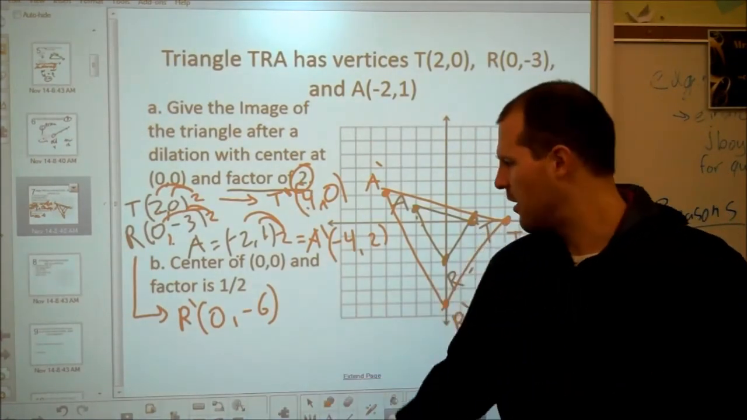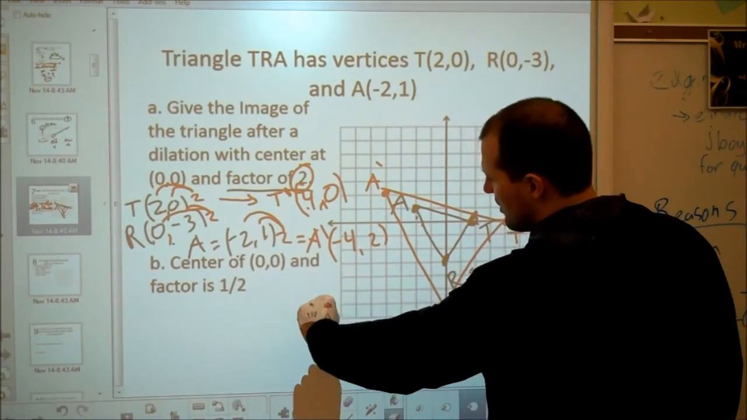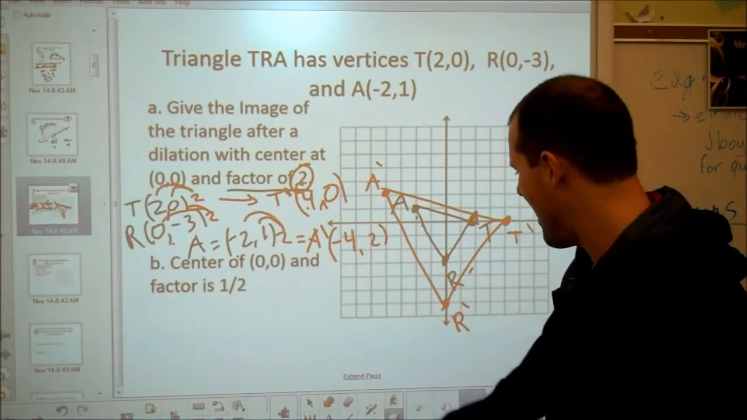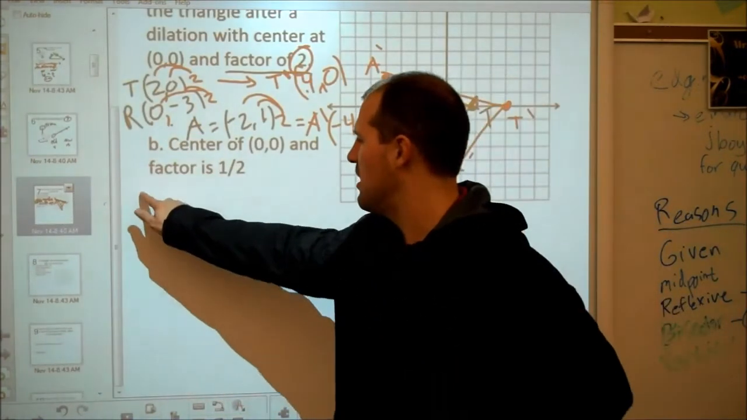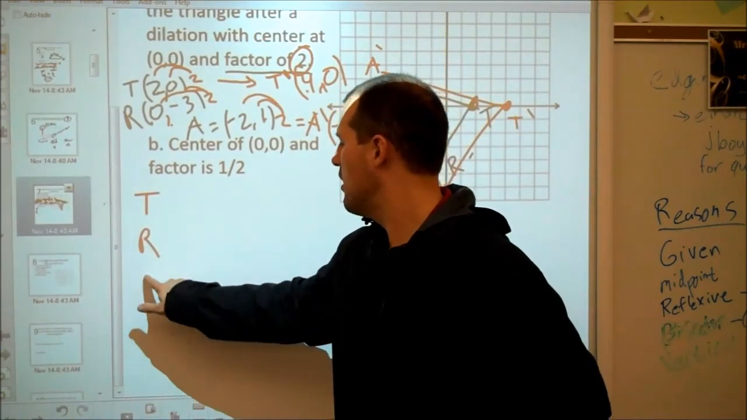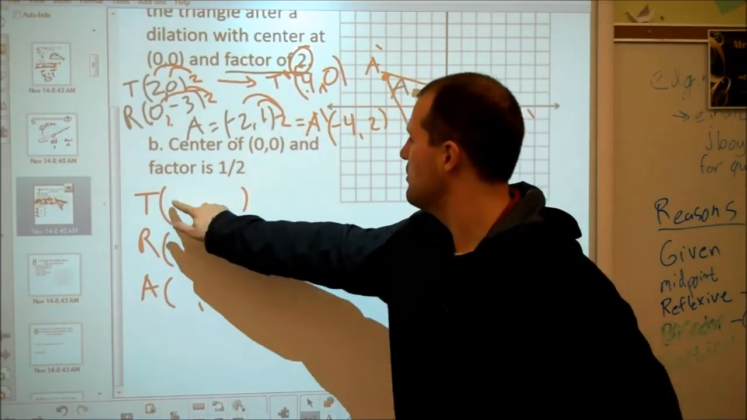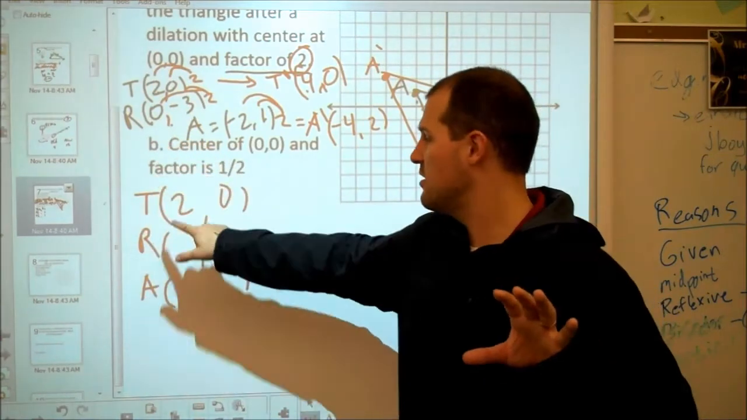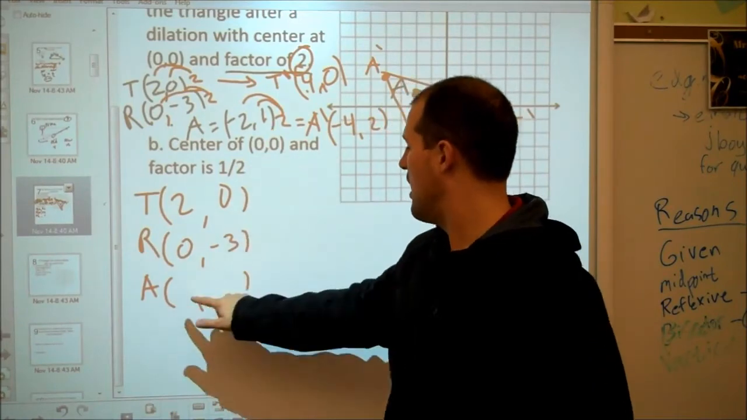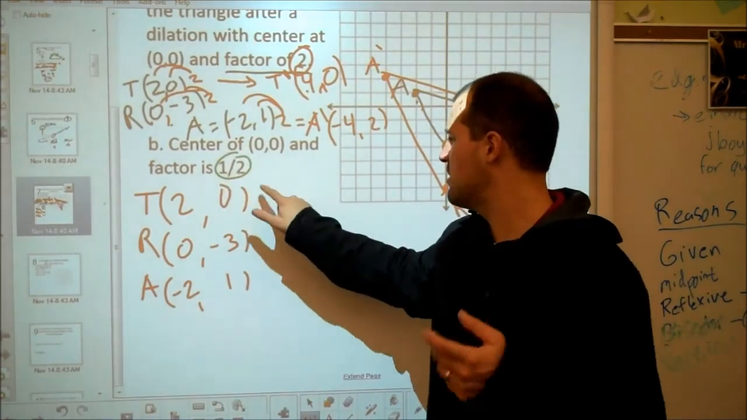I'm going to have to erase this because I'm out of room. We want to do the same thing, but now the center is (0, 0) and the scale factor is 1/2. So we're still just multiplying by 1/2, and that's not going to be super hard. I'm going to take those points again, T and R and A. It's still (2, 0). I'm using the original points, not T prime, R prime, and A prime, but just T, R, and A. So (0, -3) and (-2, 1). And this time, we're going to multiply by 1/2. That's what it says to do, so let's do it.